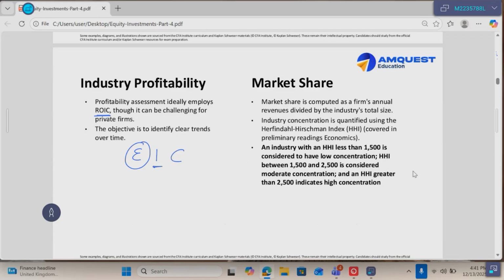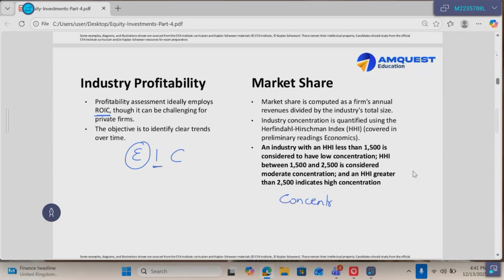Then talking about market share. This helps us to understand whether the particular industry is very concentrated or very fragmented. Now, these two terms are very important. Concentrated means there are very few companies in this industry. A lot of players means it is fragmented. So concentrated versus fragmented. I'll write it over here.